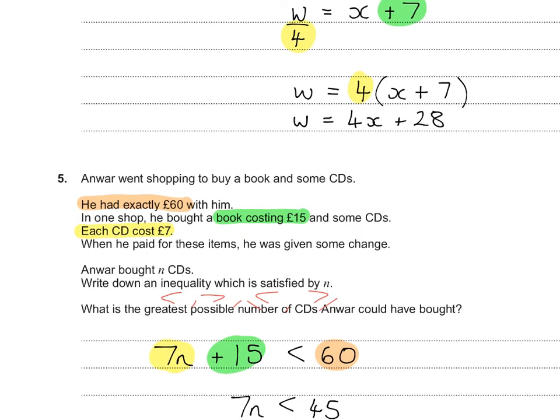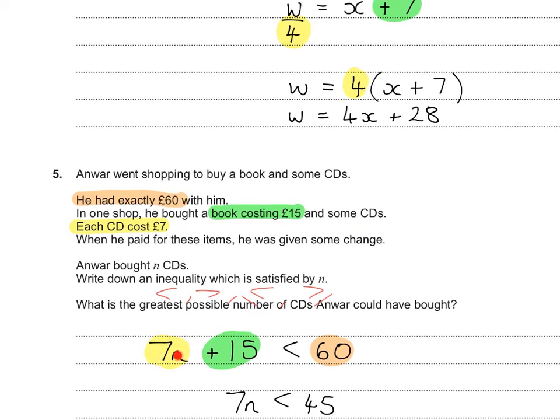So I started this off, I did 7N. Can anyone tell me why I did 7N? Looking at the colour of the highlighting here to the colour here. Meg? Good, there's £7 and he bought N of them. So if I bought 1 CD, I would have paid £7. If I bought 2 CDs, £14 and so on. So I'm timesing by that 7, that's why it's 7N.